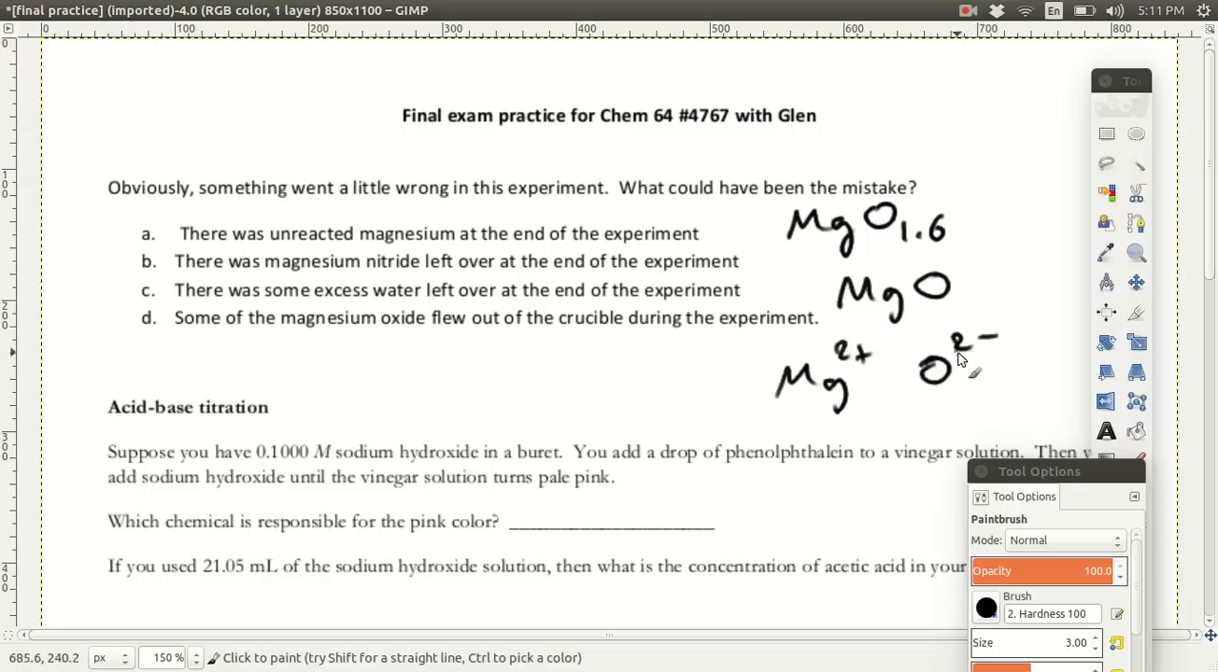If you don't know why oxygen is 2 minus, then please send me email and I will explain it to you. So it should be this, but it was this. What's wrong? The O is too large. The O should be 1. Okay?